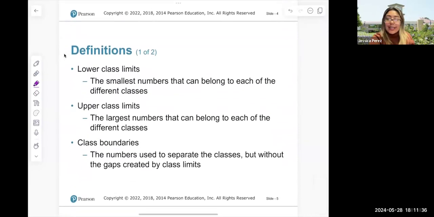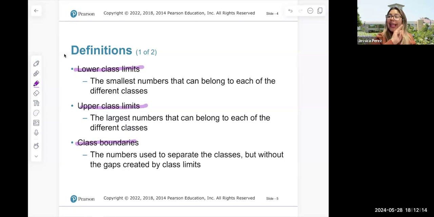So each class has a lower class limit, an upper class limit, and a boundary. So when we partition, let's say I give you 12 different data values, you're going to partition those data values in classes. Within those classes, we have lower class limits, which are represented by the smallest number that can belong to each of the different classes. Upper limits are the larger numbers that can belong to each different class. And the boundaries are the numbers used to separate the classes without gaps created by class limits.